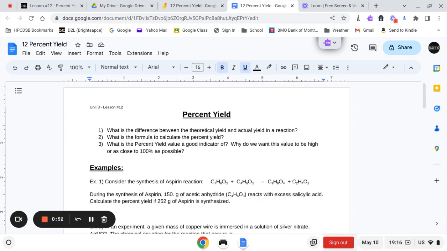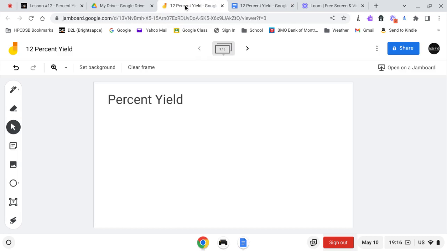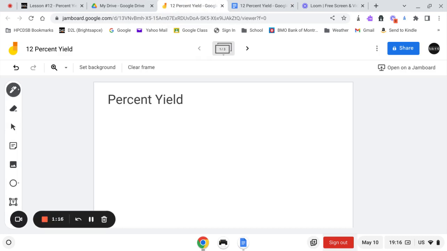And percent yield is dealing with the amount of a product that we obtained. So a yield is indicative of how much of the product we will make or we will obtain. And we want a high yield. Okay, so we want that value to be close to 100%. And this is our formula when we are dealing with percent yield.